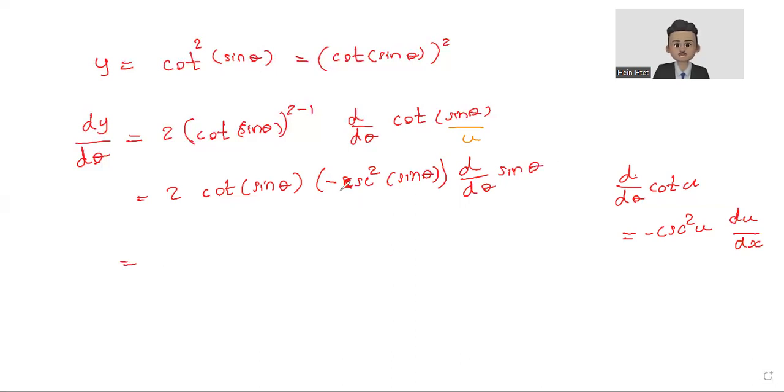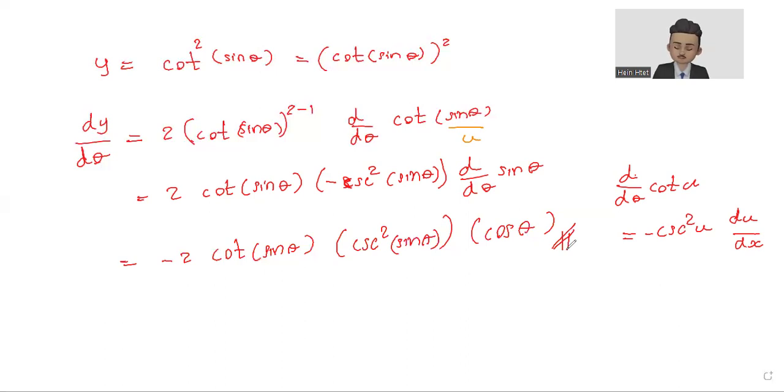Okay, so I will put the minus in front of this. It will be minus 2 cotangent sine theta cosecant square sine theta, and then when you differentiate the sine theta, you will get only cosine theta, right? So this will be my final answer.